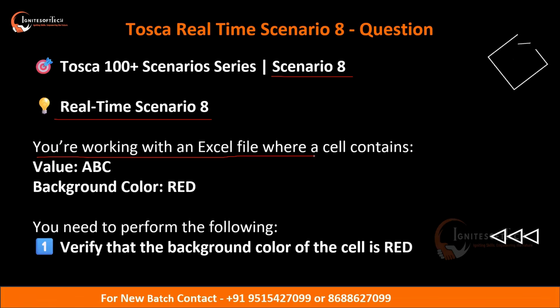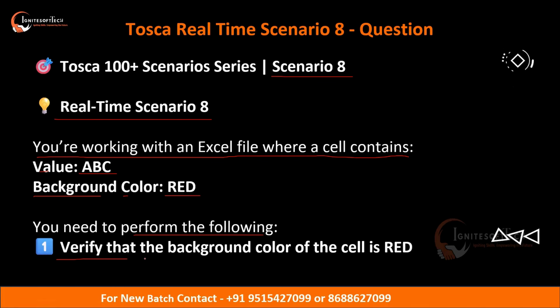You are working with an Excel file where the cell contains, for example, a value ABC, XYZ. It can be anything, and the background color would be red. Now, what do you need to do? We need to verify that the background color of the cell is red. These are all previously asked questions, guys.